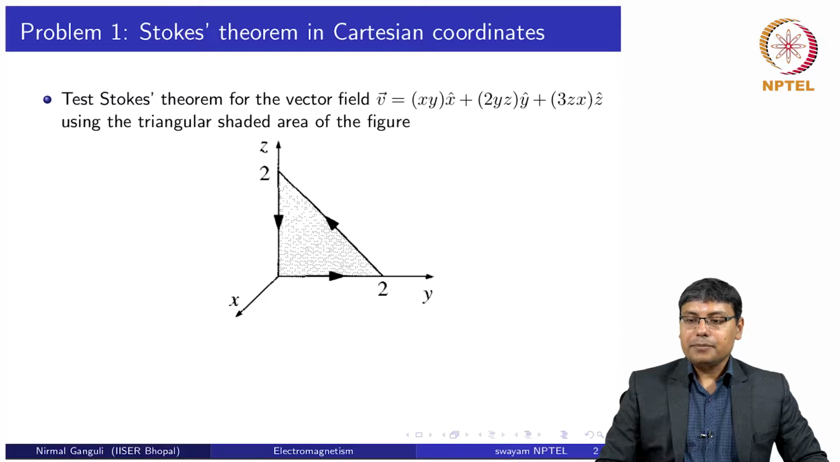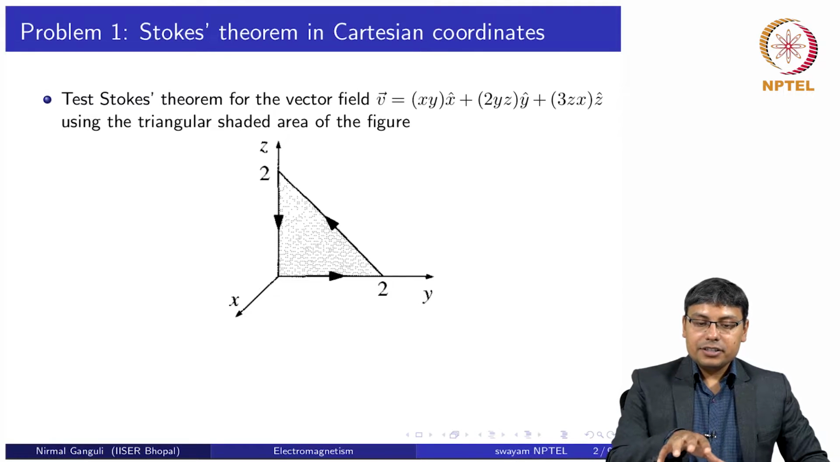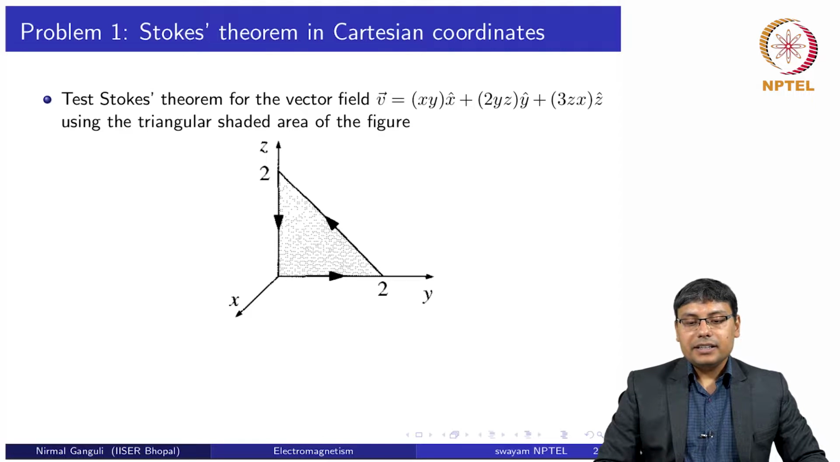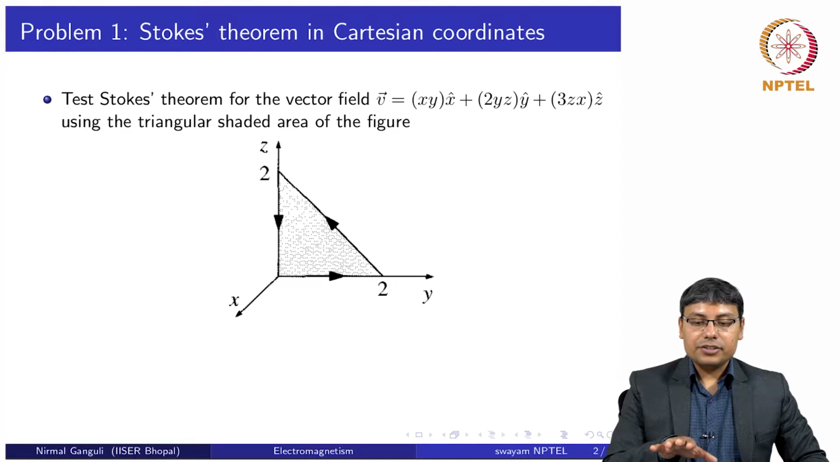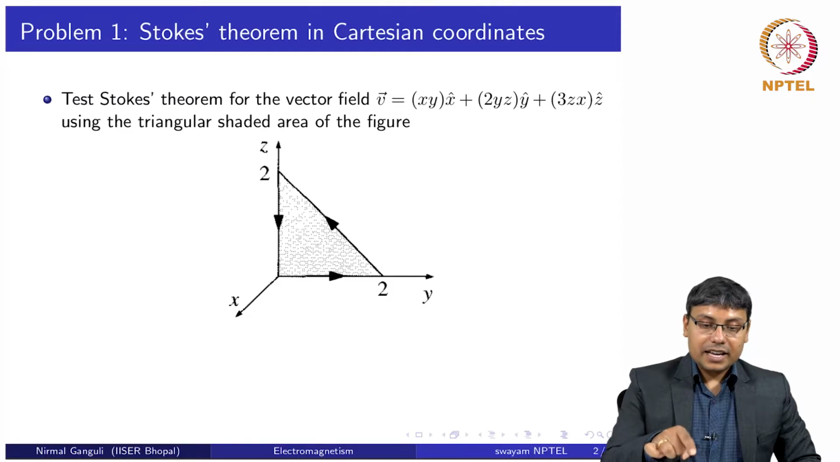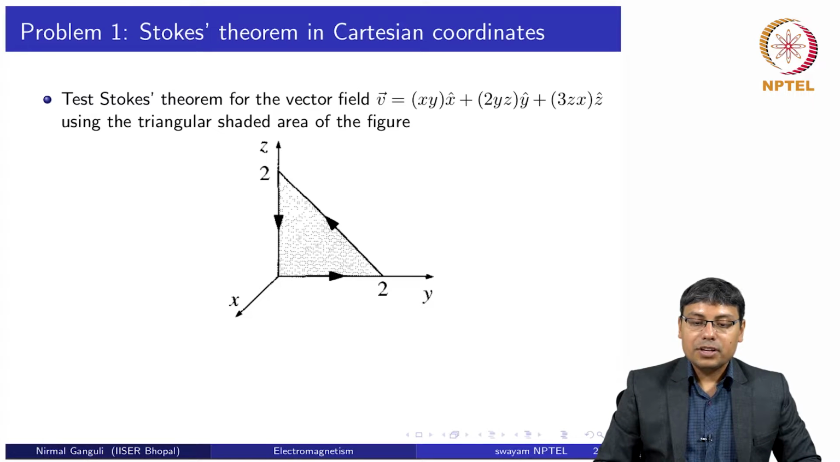yz y cap plus 3zx z cap, and we have been given a shaded region in this picture. We have an xyz Cartesian coordinate system, right handed Cartesian coordinate system, and in this we have a triangular region on the yz plane, and we are supposed to verify Stokes theorem on this surface. So, on this surface as well as the lines that we have drawn using arrow. So, the line elements will go along that arrow.